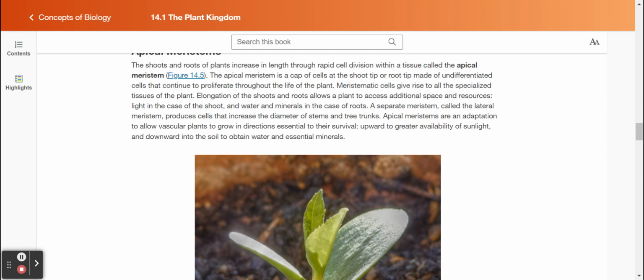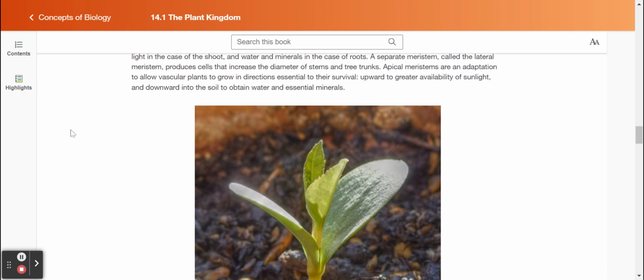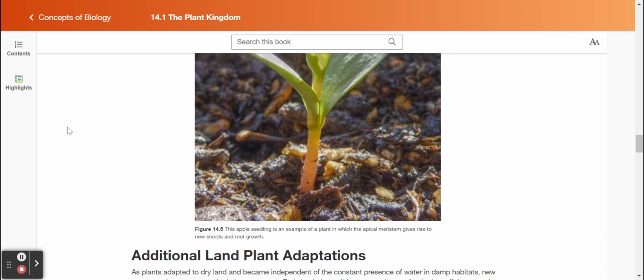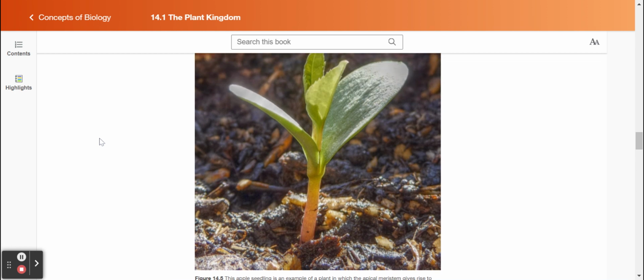A separate meristem, called the lateral meristem, produces cells that increase the diameter of stems and tree trunks. Apical meristems are an adaptation to allow vascular plants to grow in directions essential to their survival: upward to greater availability of sunlight, and downward into the soil to obtain water and essential minerals. Figure 14.5. This apple seedling is an example of a plant in which the apical meristem gives rise to new shoots and root growth.